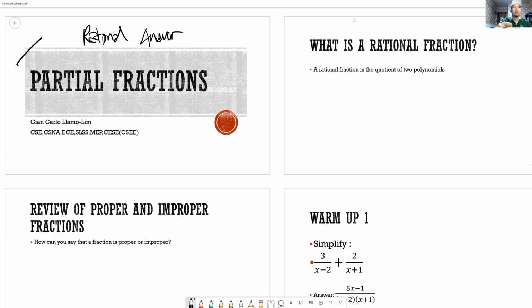Kumbaga, di ba meron tayong rational answer. So what we're going to do is i-break down natin siya ulit at gagawin natin siyang factors of several fractions. So a rational fraction is the quotient of two polynomials. So alam natin na yan ang tinatawag natin na rational fraction.